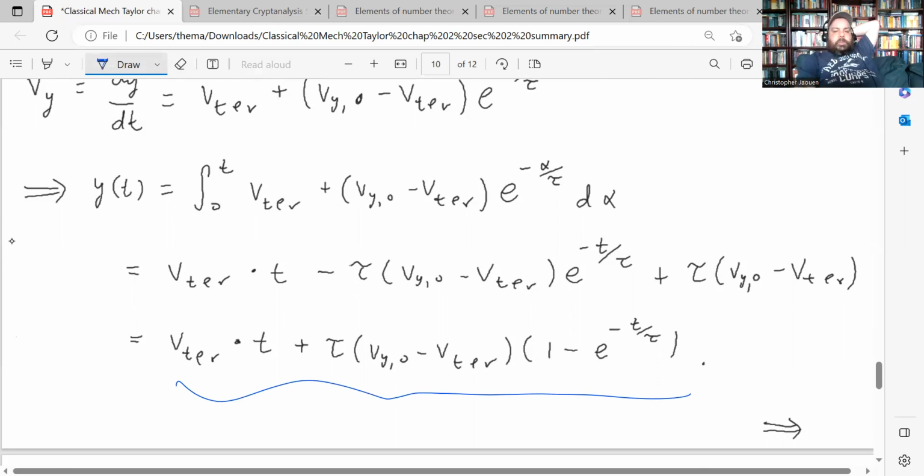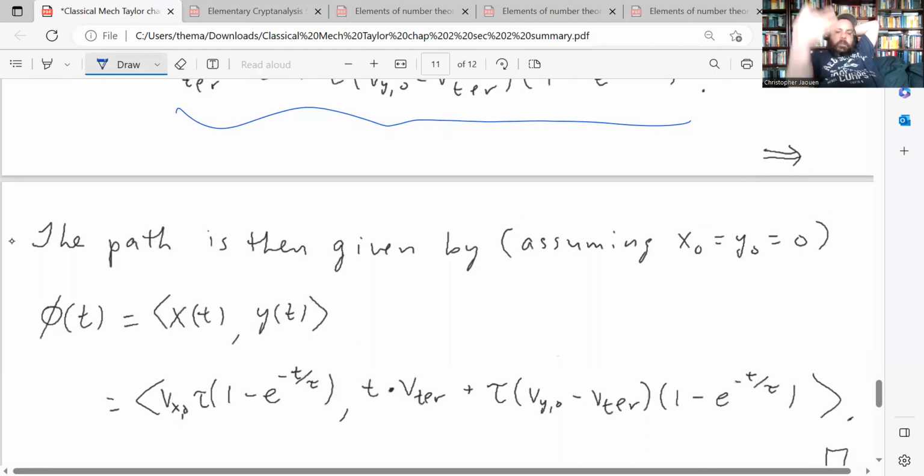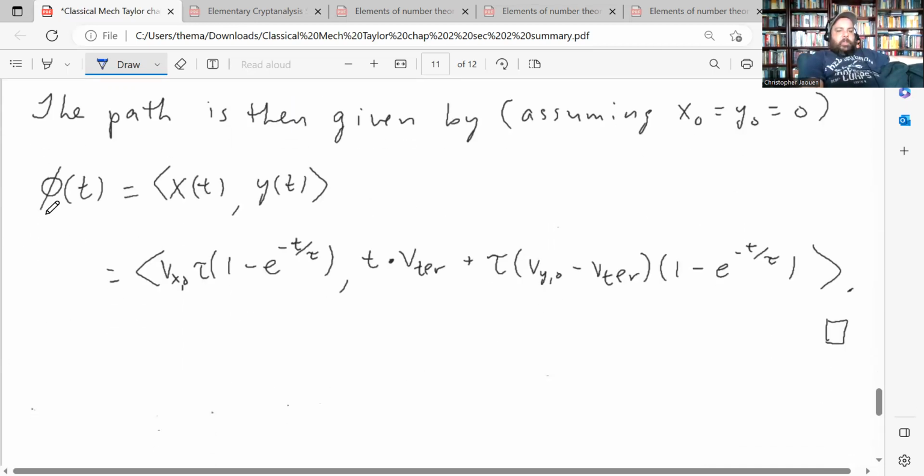So that gives you the position in the y direction. If we assume that x0, the initial position in the horizontal, and the vertical position are both 0, so in other words, the particle starts at the origin of our coordinate system, then you get the path of the particle using the formulas that we just derived. So that's these formulas here. And that's essentially the section summary for 2.2.